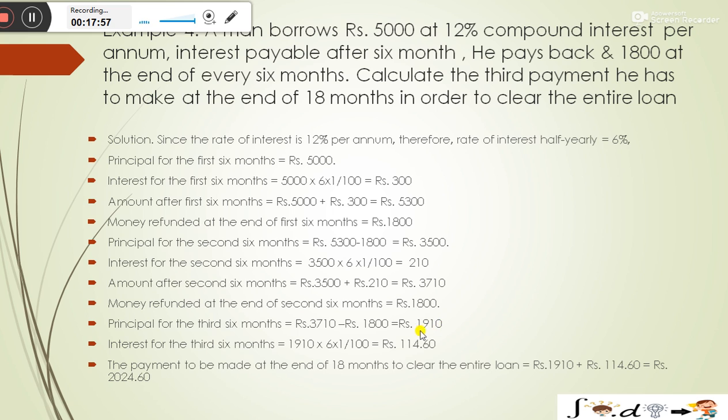यानी कि उसने पे तो करना था 1910 और इंटरेस्ट हो गया 114.60 यानी कि अमाउंट जो उसने पे करना है थर्ड आफ्टर 18 मंथ्स दैट इज 2024.60। इज इट क्लियर टू एवरीवन?